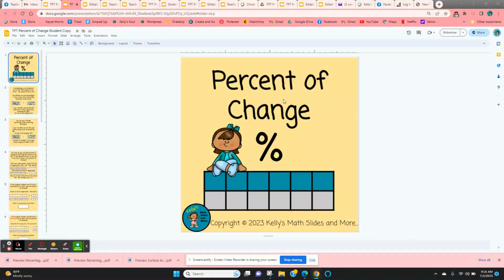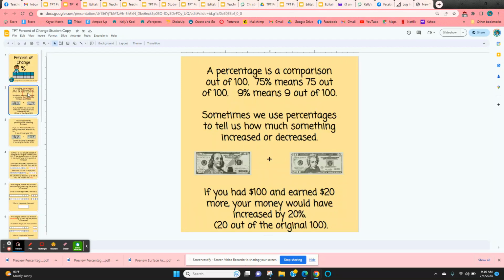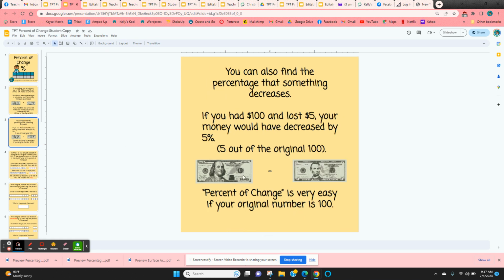Percent of change or rate of change. This is a digital lesson, and it starts out explaining how we would do this in real life. It explains what a percentage is and gives a real-life example with money of how we would figure out a percentage of increase. And then the next slide has the same thing, but a percentage of decrease.